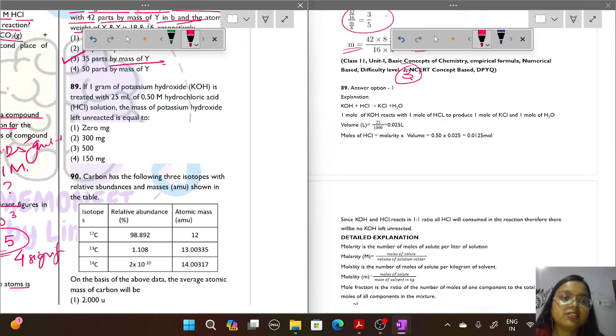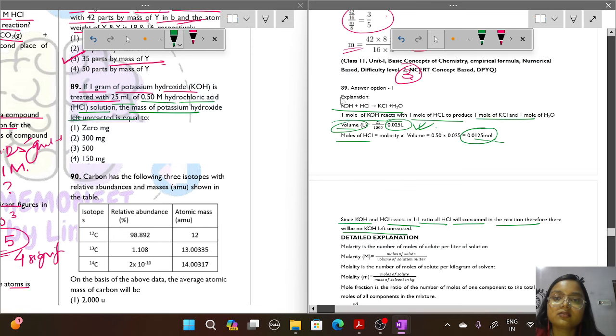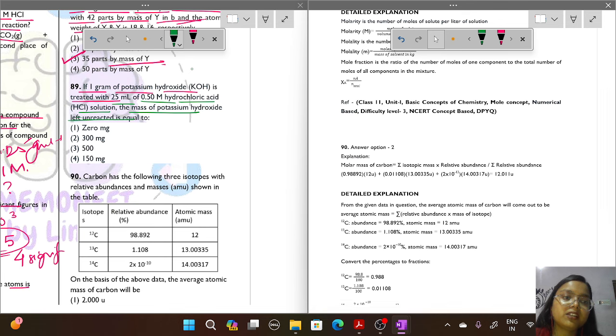Question number 89. If 1 gram of potassium hydroxide is treated with 25 ml of 0.50 molar hydrochloric acid solution, the mass of potassium hydroxide left unreacted is equal to. So this is the equation, and 1 mole of KOH reacts with 1 mole of HCl to produce 1 mole of KCl and 1 mole of H2O. So volume is 0.025 liter. We will calculate the moles of HCl, which comes out to be 0.0125. Okay. Now, since KOH and HCl react in 1:1 ratio, all HCl will be consumed in the reaction, therefore no HCl is left unreacted. So option number 1 will be the correct option in this case.